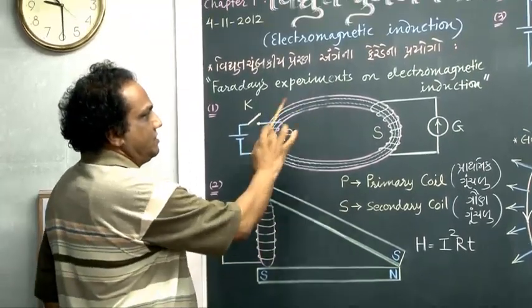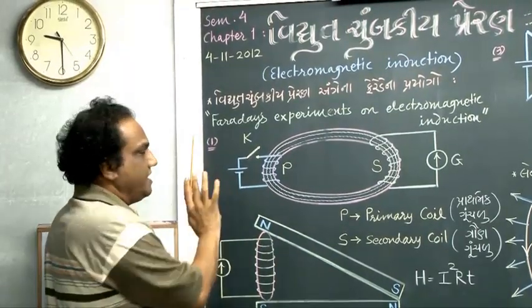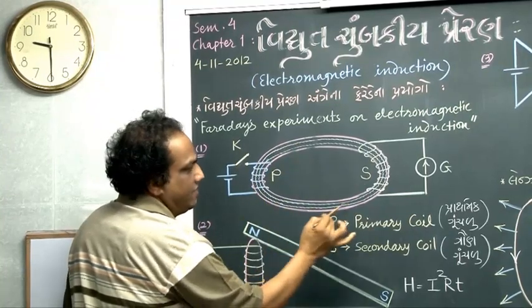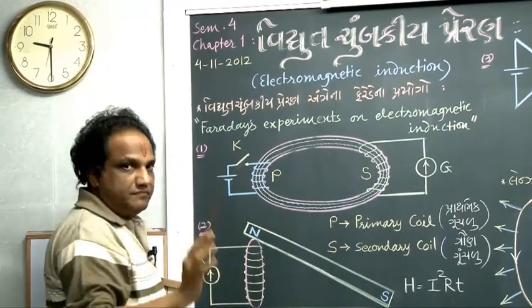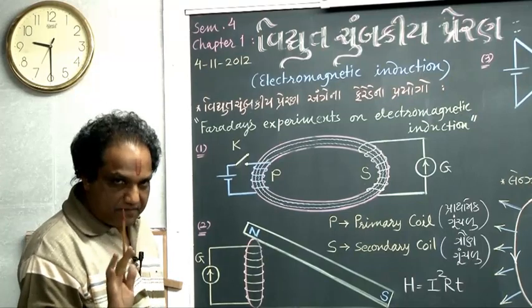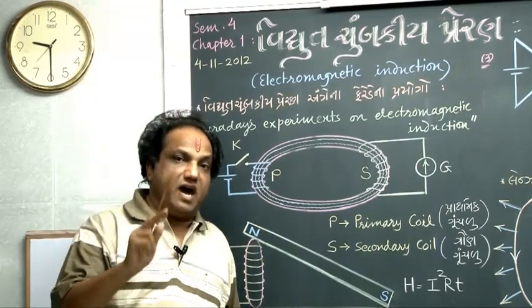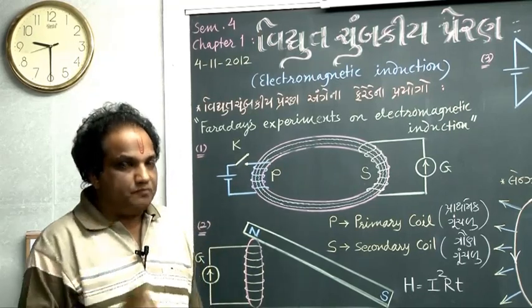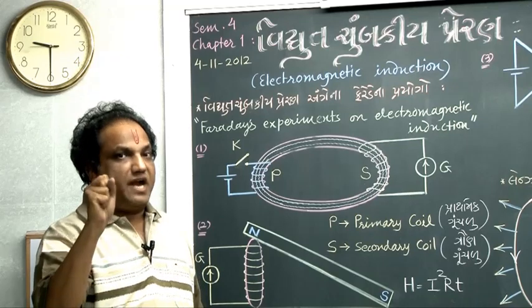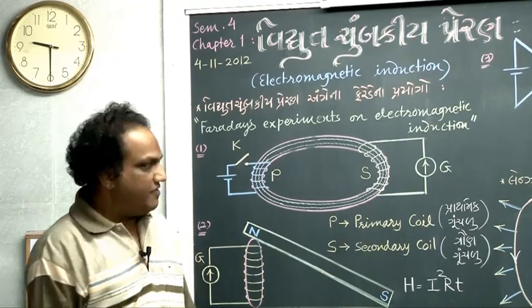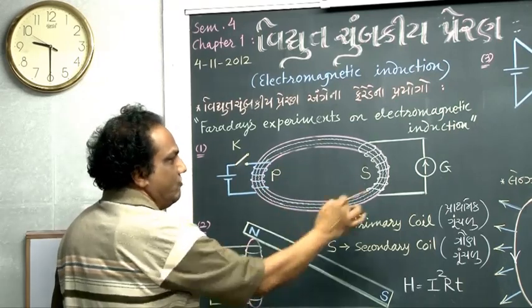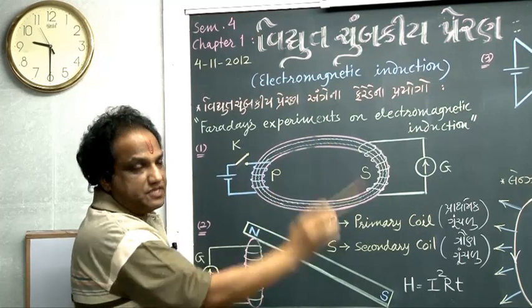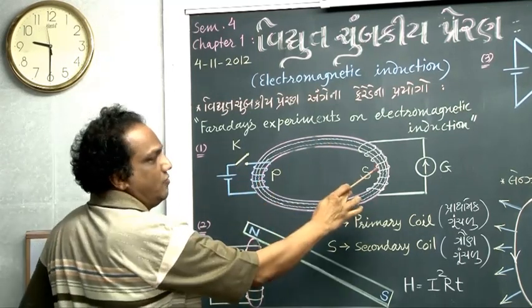Look, here is the experimental setup for the first experiment, in which we find a ring made up of soft iron. You know, soft iron has very high magnetic permeability, and because of very high permeability, it simply has a very great attraction for magnetic field lines. Now on this ring, what we do? We just wind 2 coils on opposite sides. One coil over here, another coil over here.